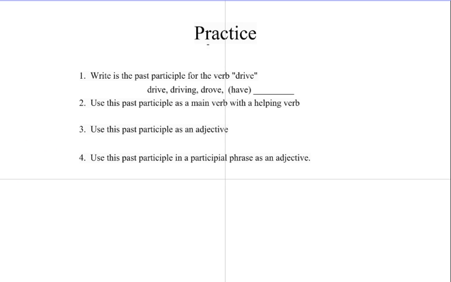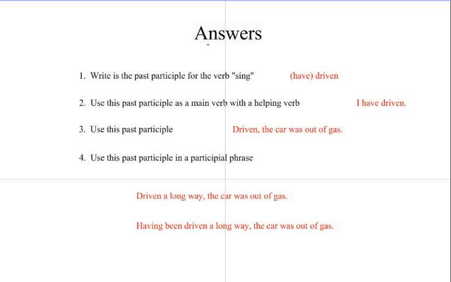and if you're ready, here are the answers. Okay, they look like that. So you ended up with "have driven," you ended up with "I have driven," or some variation of that. As a participle, you could say "driven," and again, now I'm describing the car. "Car was out of gas." Or I could use it in a participial phrase. "Driven a long way, the car was out of gas." Or "having been driven a long way, the car was out of gas." There's a lot of varieties. I don't know what you did, but these are the ways that I'm using the past participle form of the word "drive." Okay, that's it.